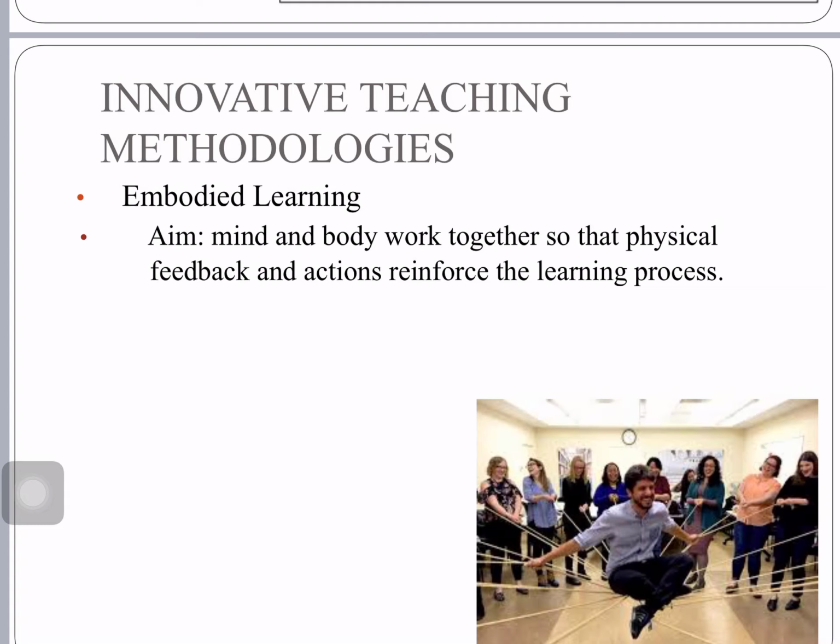Next method is the embodied learning. The aim of this type of learning is that the mind and body work together so that the physical feedback and actions reinforce the learning process. This method is especially useful when teaching science or behavioral sciences rather than arts, because the students will find their coherence with the mind and body and the feedback that they get within themselves. So the aim of the faculty here is to enrich the learning of the student, enrich the internal learning of the students.